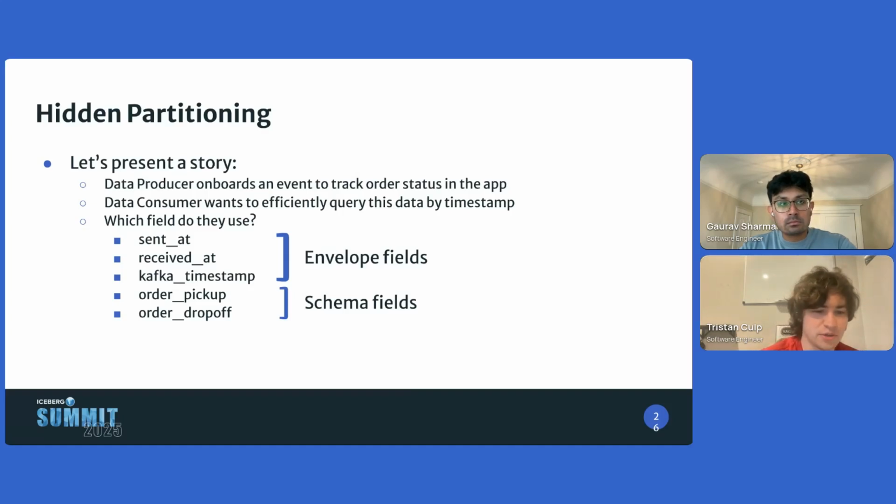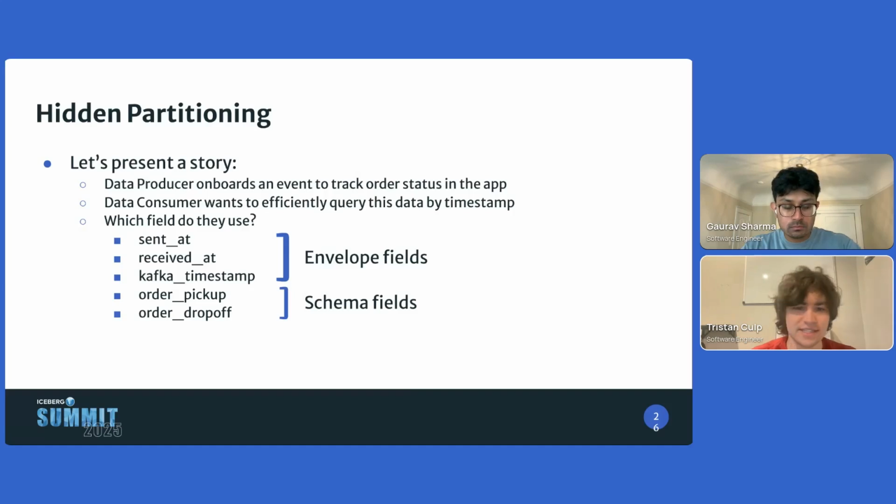So we have a data producer that is onboarding to our platform, and they want to track some order status in the DoorDash app. So they onboard to our data platform and they send data using some schema. Now we have someone else on the other side of the company, a data consumer, who wants to query this table and efficiently query it by timestamp, so using the partition values.